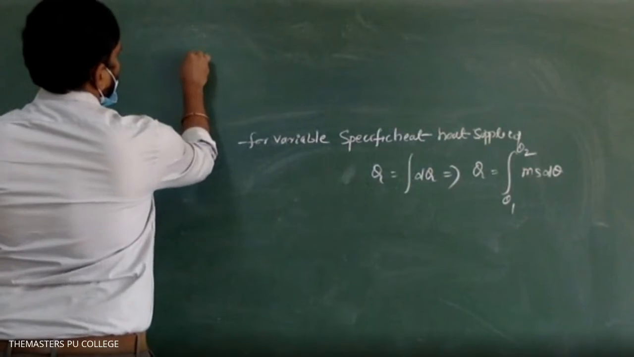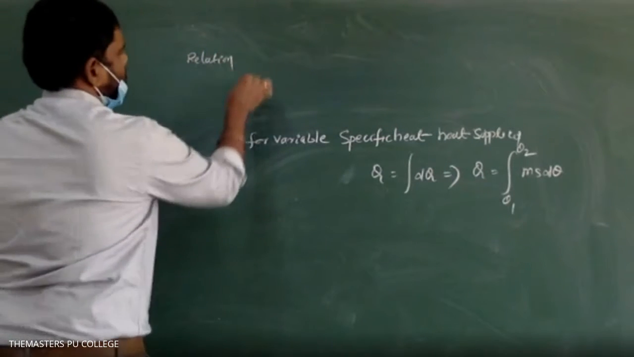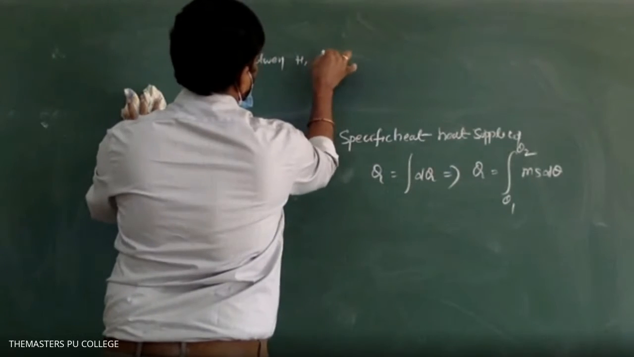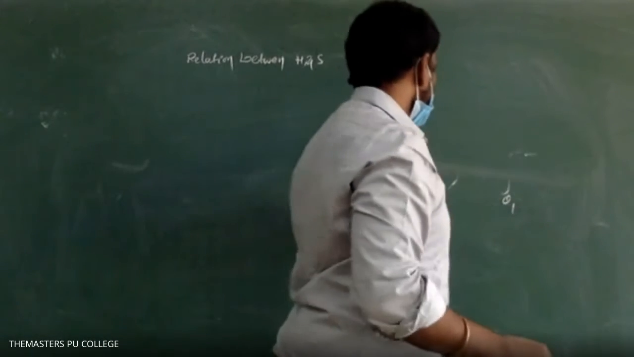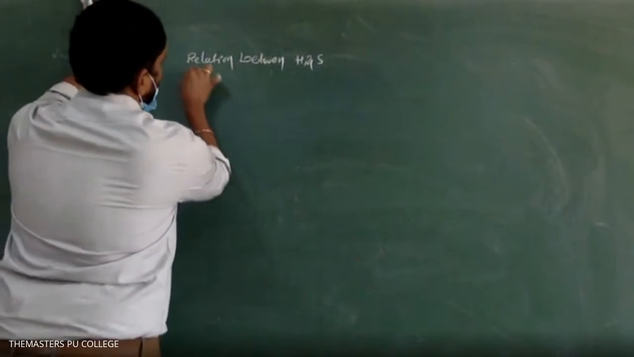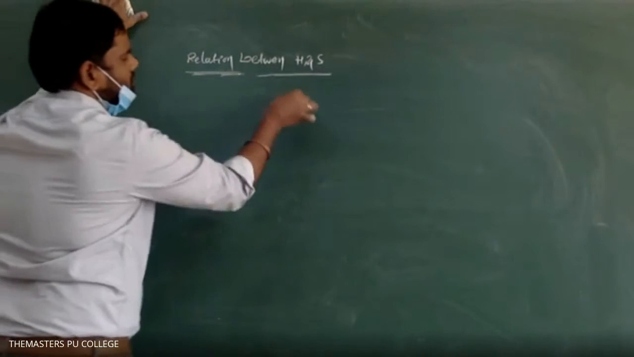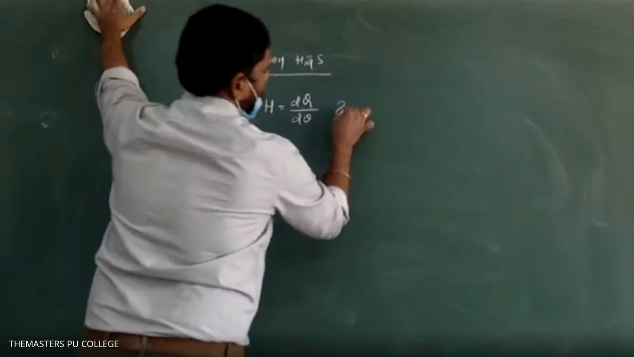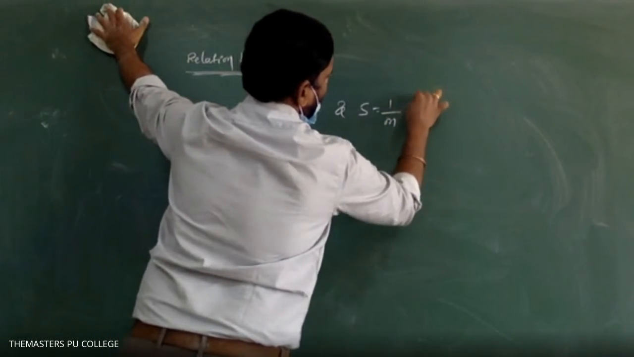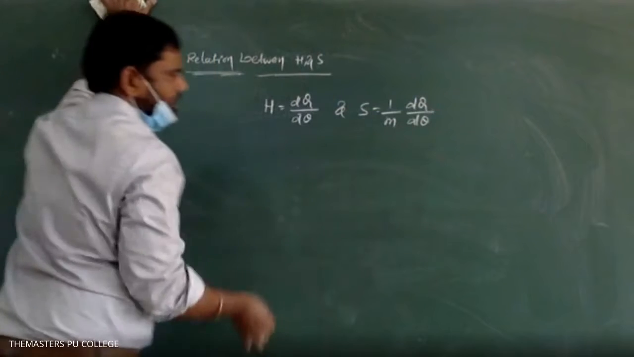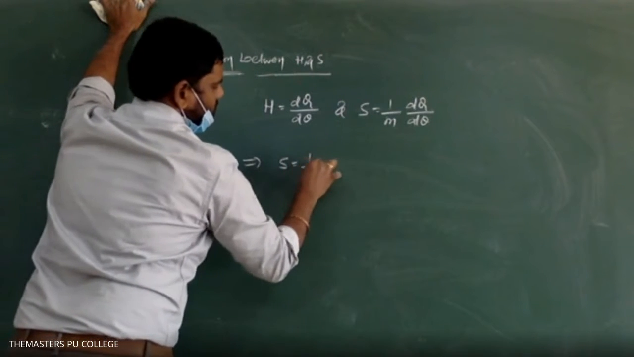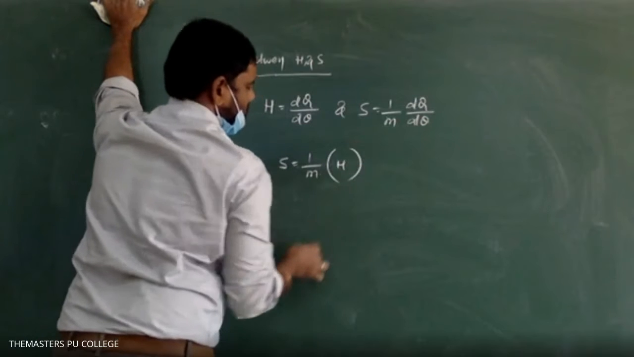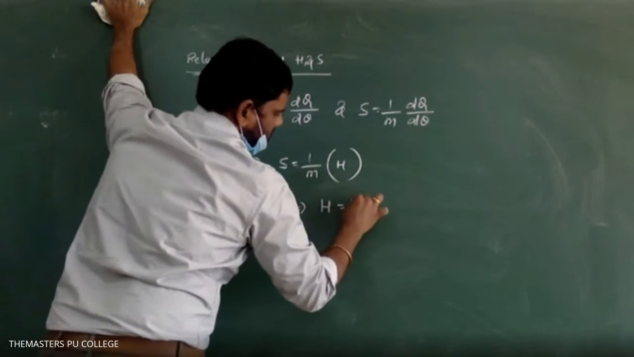So next one is a relation between H and S. What does H stand for? Heat capacity. S stands for what? Specific heat. So we know that yesterday we derived H is equal to dq upon d theta, and specific heat S is equal to 1 by m of dq upon d theta. So from this relation, S is equal to 1 by m of, in place of dq upon d theta, I can substitute the H value as H. So that implies H is equal to m into s.